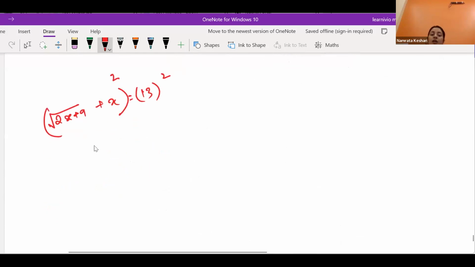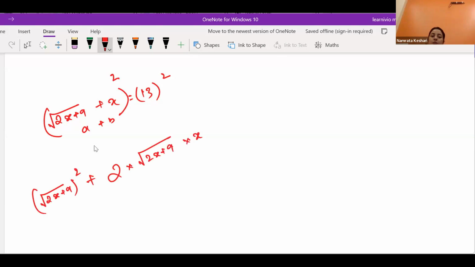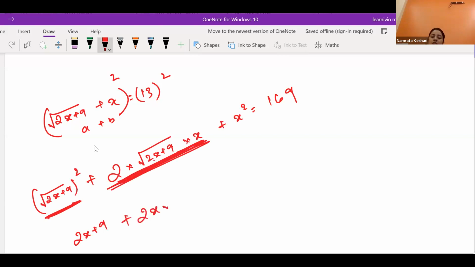Think about it. We can expand it by using the (a plus b) whole square formula, which is a square plus 2ab, 2 into a into b, plus b square, is equal to 13 square, which is 169. Now this root 2x plus 9 whole square is just 2x plus 9. This 2 root will remain as it is. When you do the multiplication, 2 with this, it will just become 2x under root 2x plus 9. We won't be able to remove the root sign from here even if we have done the squaring.